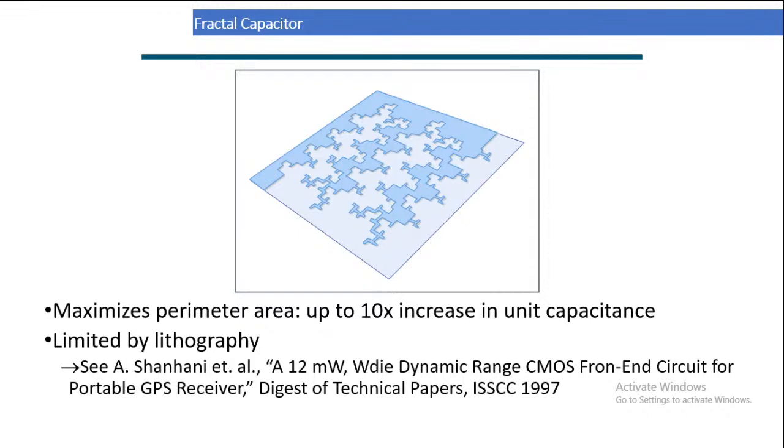It has two major properties: it is self-similar and space filling. Using that concept, we can design capacitors. Since it is self-similar and space filling, as I told you, within 10 centimeters your length can go up to infinity. So you are maximizing the perimeter. The perimeter to area ratio is maximized in fractal curves. So you can go up to 10 times or 100 times.